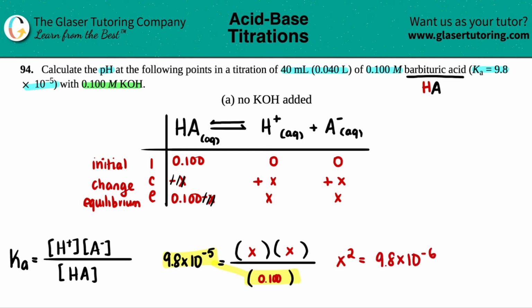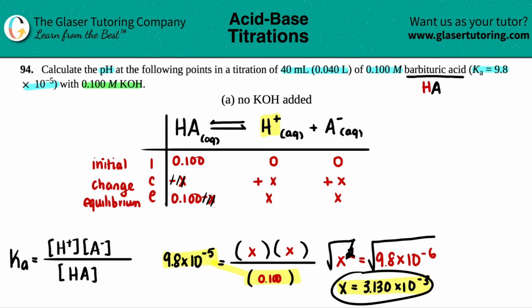But now we have to get rid of the square, so we square root it. That gets rid of that. And now we're just left with x equals, and it's not the final answer yet. We're still looking for the pH, so we'll do it in scientific notation. 3.130 times 10 to the negative 3. Okay, now keep in mind we're looking for the pH, and we just found the H plus concentration, right? That's what x was equal to. And these are all your x's at equilibrium.